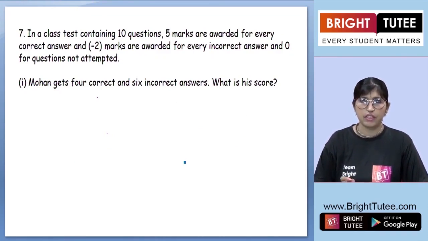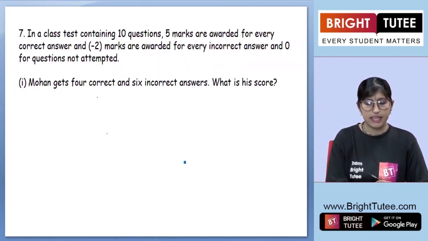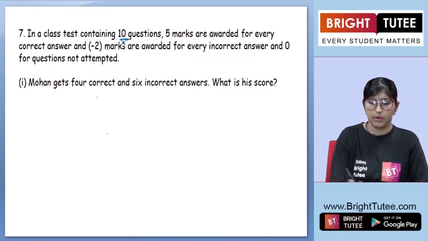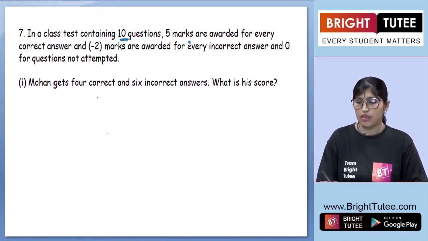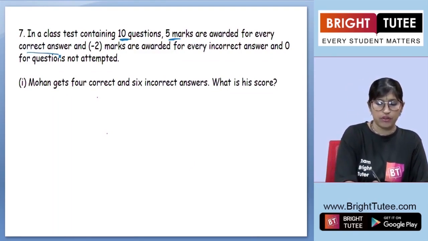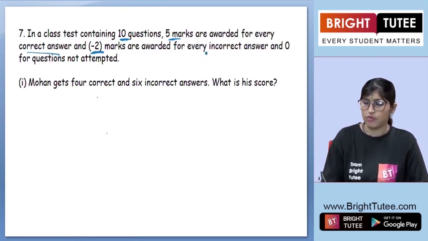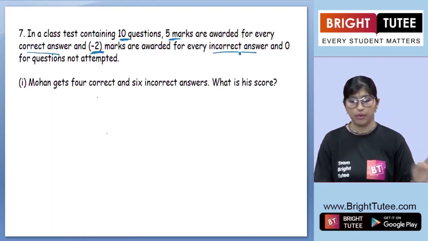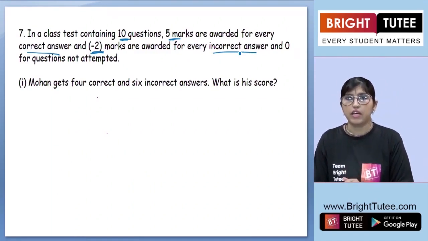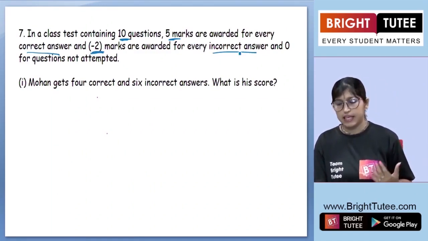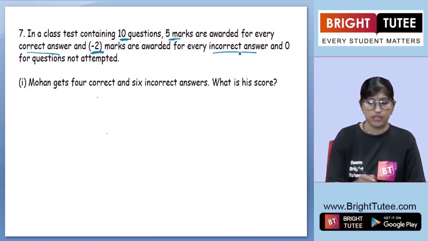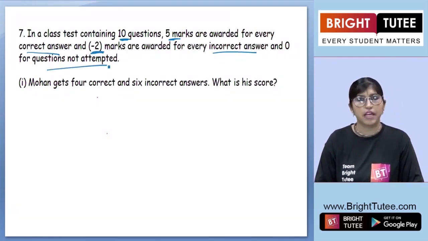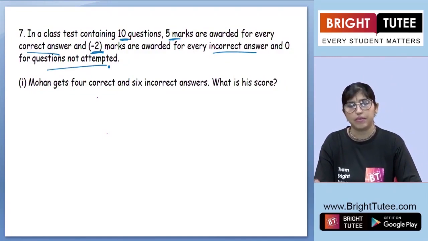So we can read this question first of all. It says that in a class test containing 10 questions, so we have a total of 10 questions, 5 marks are awarded for the correct answer, minus 2 marks are awarded for every incorrect answer. So you'll be getting 5 marks if the answer is correct, minus 2 if the answer is incorrect, and 0 for questions not attempted. If you haven't attempted a question, you will not get any marks.